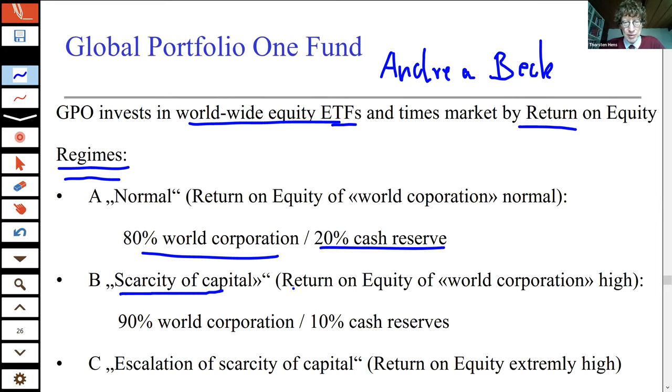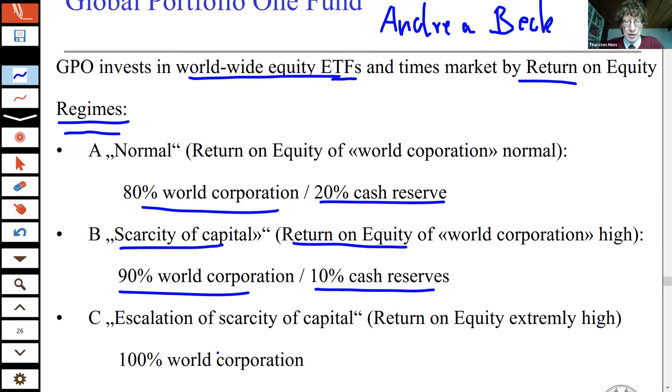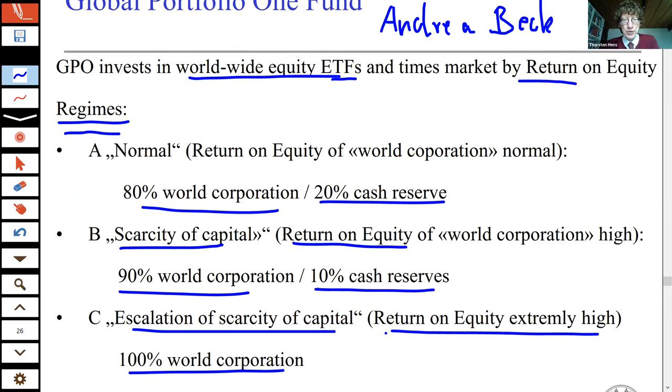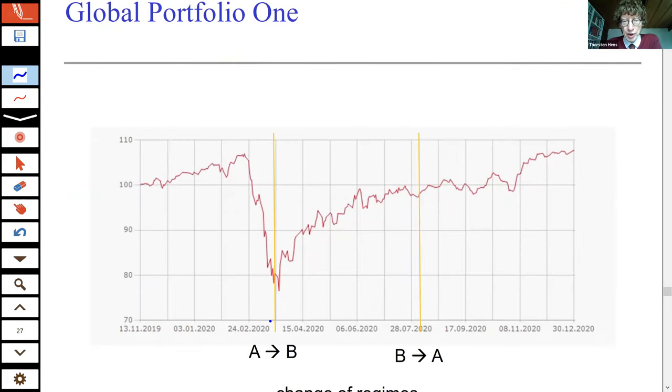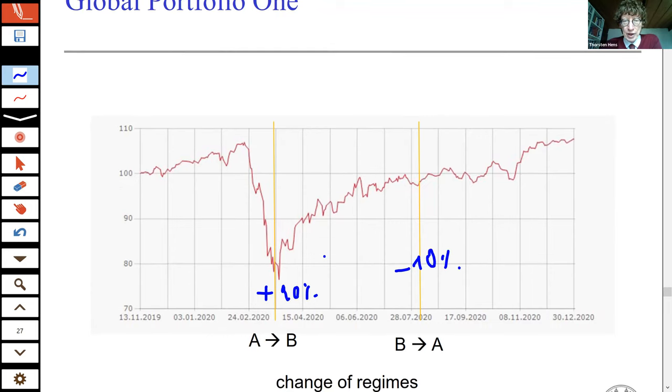In times of scarcity, when the return on equity goes up because there is a crisis like the Corona crisis, you increase the asset allocation to equity and decrease the cash allocation. And if there's an escalation of scarcity, then the return on equity is extremely high, and then you go fully, 100%, into the ETF. And he does it successfully. Here are the Corona times, for example, where he increased the asset allocation by 10%. And then in the fall, at least in Europe, markets calmed down and he decreased it again. So it's a passive strategy because it's an ETF strategy based on MSCI World ETFs and so on. But then it has an active component based on return on equity in the crisis periods.